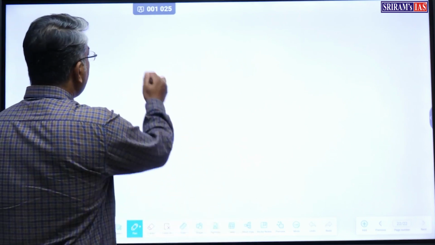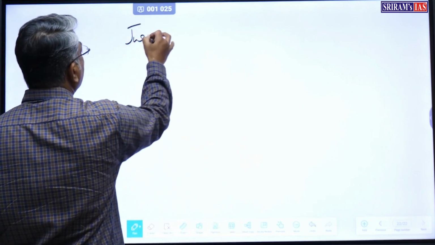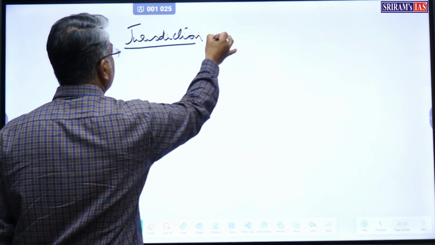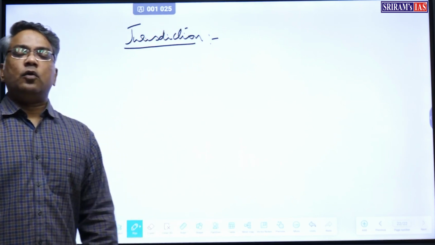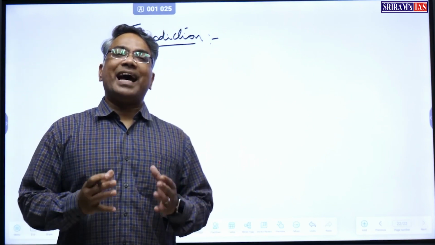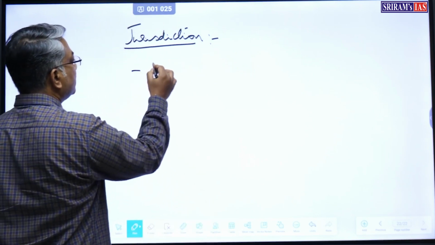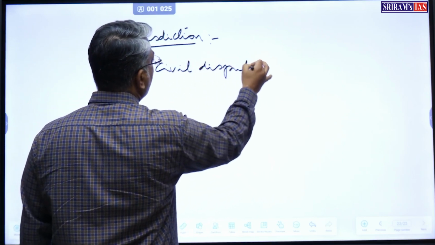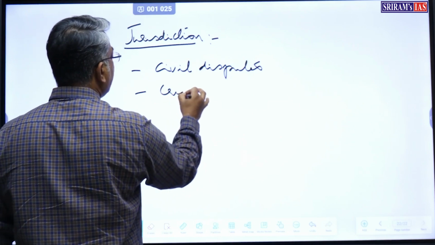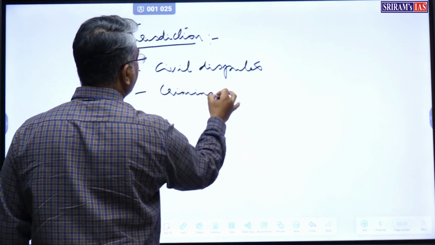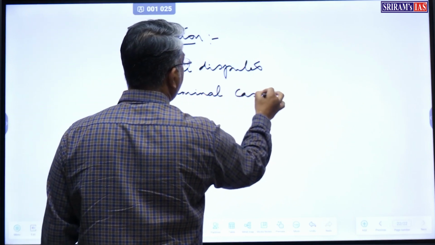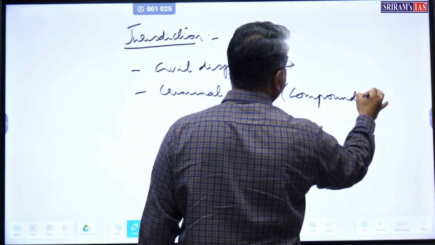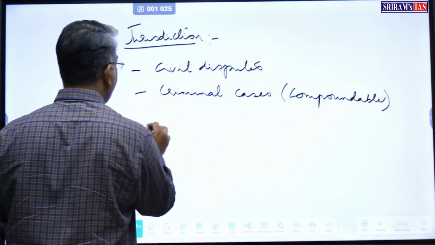So, what about the jurisdiction of the Lok Adalat? That is, what type of cases are taken up by the Lok Adalat? The Lok Adalat possesses jurisdiction over a diverse array of cases: civil disputes, criminal cases, compoundable, family matters.